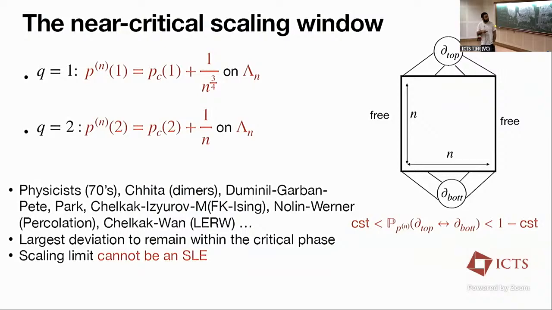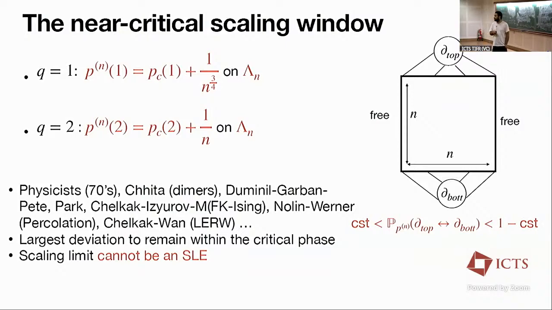So the overall takeaway message is the following. If you perturb, you get something which is different, which is not a priori absolutely continuous with respect to the critical result, it cannot be the same limiting process. But what's still interesting is that for those near critical models, you still have this box crossing property. You still have crossings. You still have probability to have long paths which are bounded away from 0 and 1.